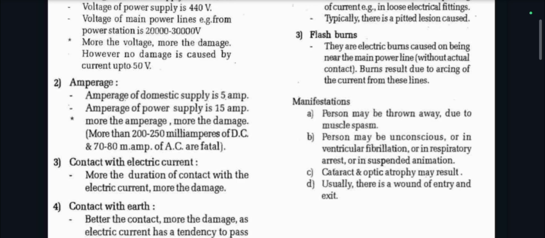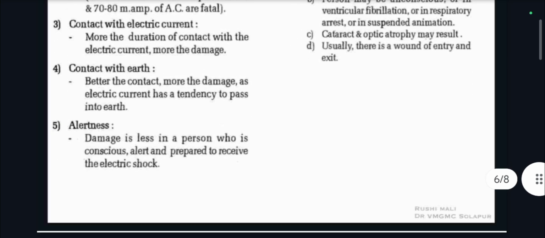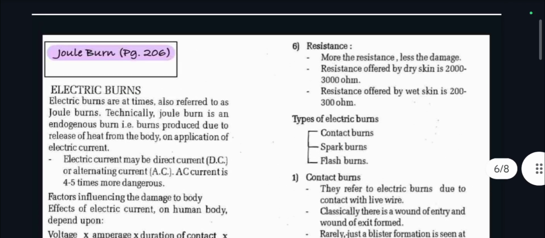What about contact with electric current? More the duration of contact, more will be the damage, obviously. Contact with earth, better the contact, more the damage, as the electric current has a tendency to pass into the earth because earth acts as a good conductor of electricity. Alertness, damage is less in a person who is more conscious, alert and prepared to receive the electric shock. Then what about resistance? More the resistance, less is the damage. So resistance offered by dry skin is 2000 to 3000 ohm and by wet skin is 200 to 300. So dry skin is always going to have more resistance than wet skin. Why? Because water is a good conductor of current.